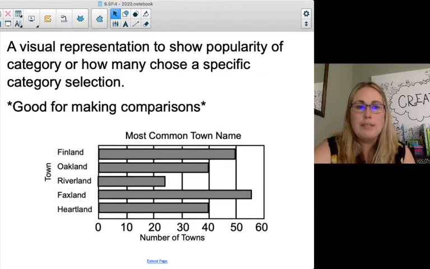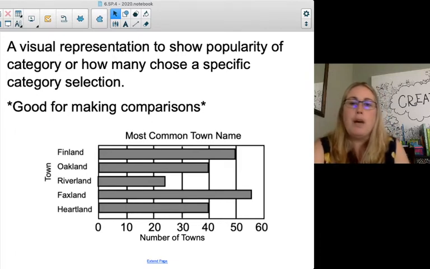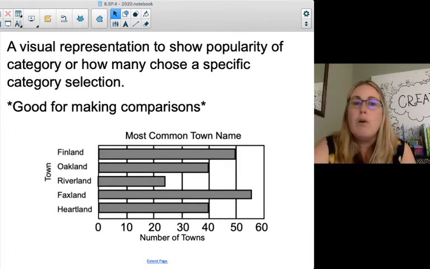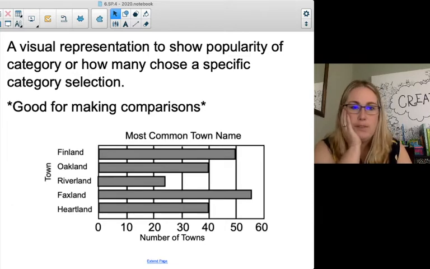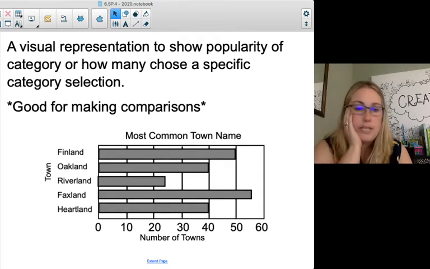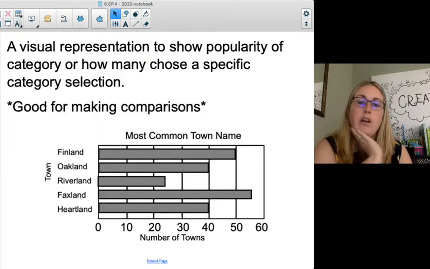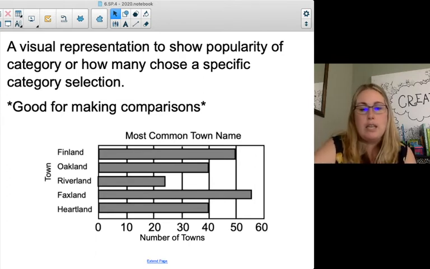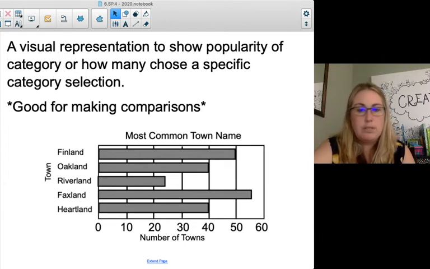So the next one says a visual representation to show popularity of category, or how many chose a specific category selection. That was a mouthful. Okay, it is good for making comparisons. So this is just telling us why we would use a bar graph like this. Now you can see across the bottom of this bar graph, it's not showing time, so we're comparing the towns and the number of towns. So it's just talking about names and how often those things occur.